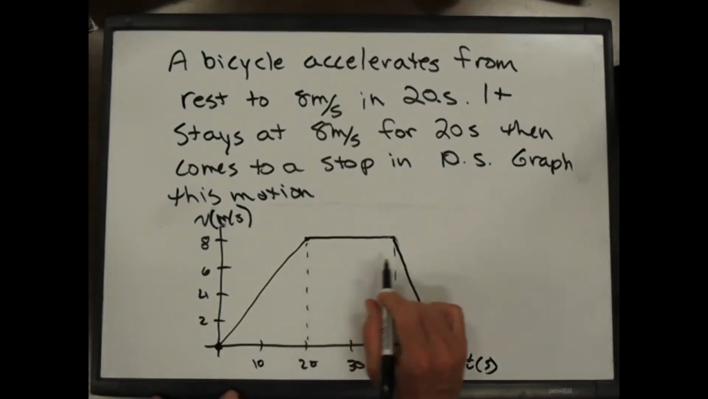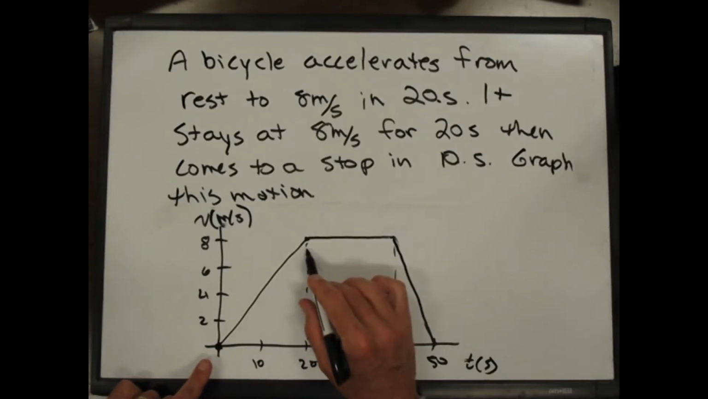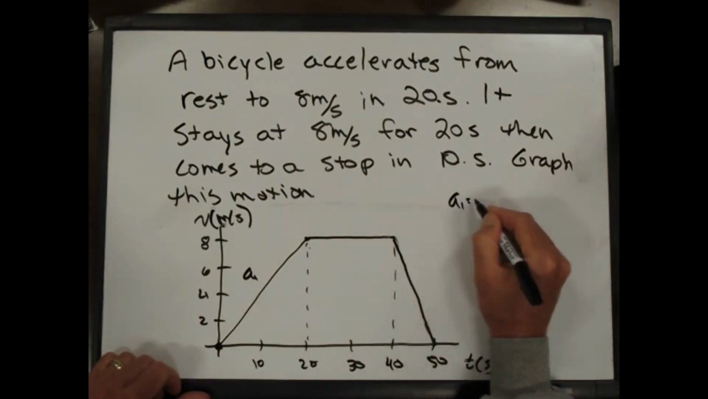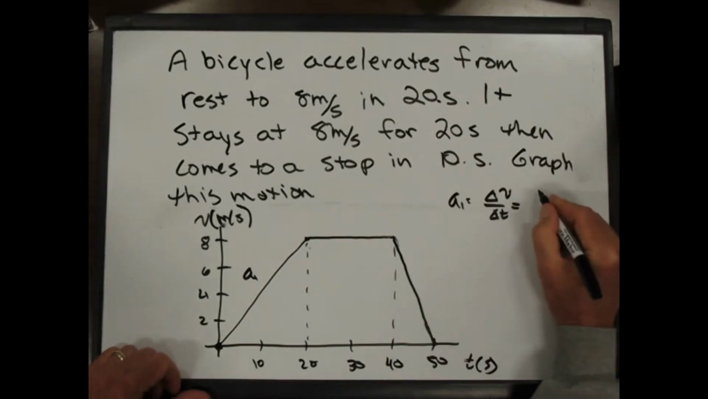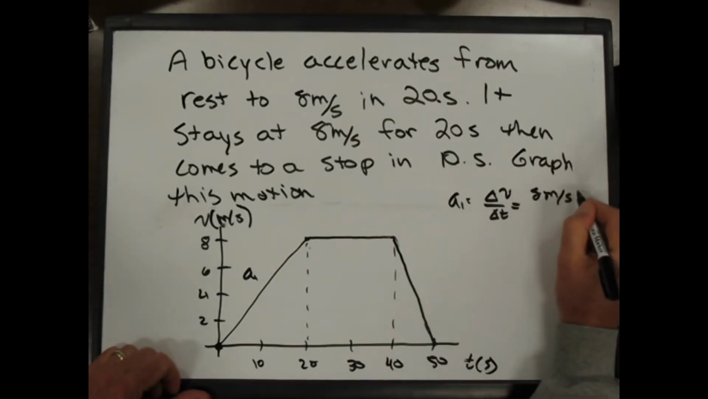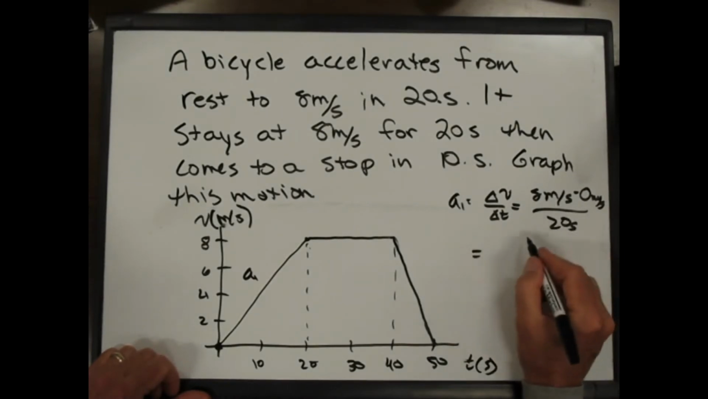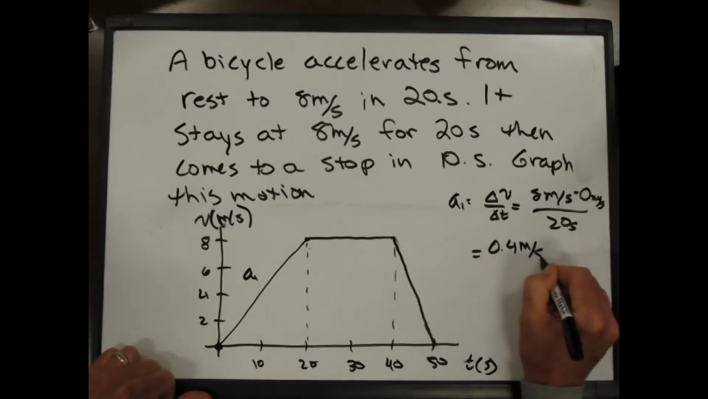And so we could ask all kinds of questions. We could say, what's its acceleration in this range? So I can call this acceleration 1. A1 is the change in velocity over the change in time. That's equal to 8 meters per second minus 0 meters per second over 20 seconds. And that's 8 over 20, which is 0.4 meters per second squared.